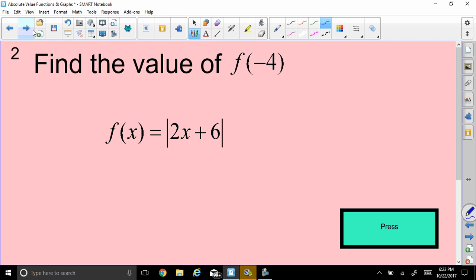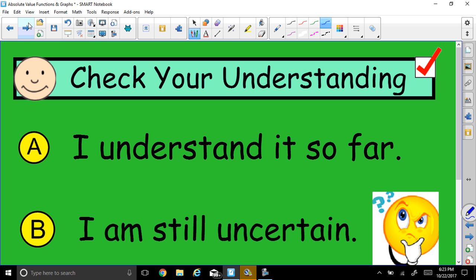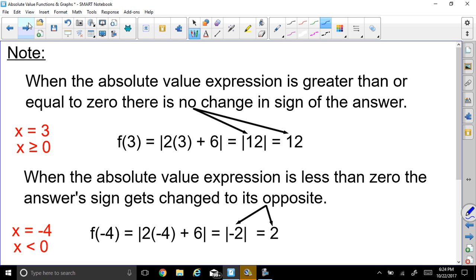So here's one for you. This time, find the value of f of negative 4. Again, stick in negative 4 in place of x and do the absolute value. Let's see what you get. Bring it in tomorrow. Check your understanding. If you understand what's going on so far, great. If you're not sure, write down your questions and bring them in. I'll be glad to answer them.